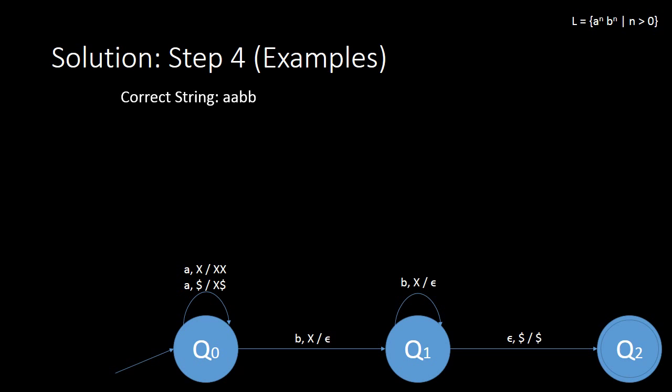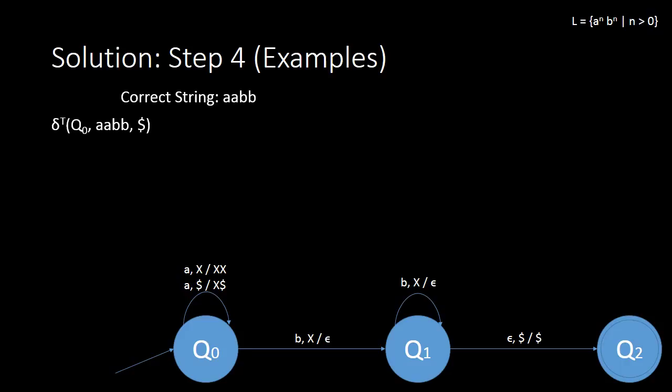This string is obviously correct because there are equal number of A's and B's, and all A's occur before all B's. So for this, to see how the machine computes, we make use of delta t function. Delta t function comprises of three things: the current state of the machine, the remaining string which is to be parsed, and the contents of the stack.